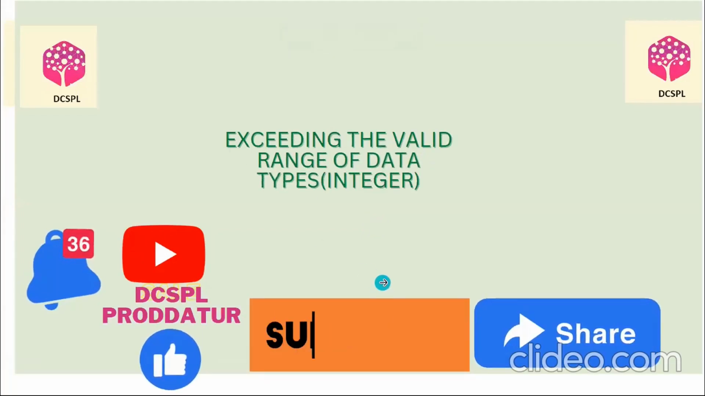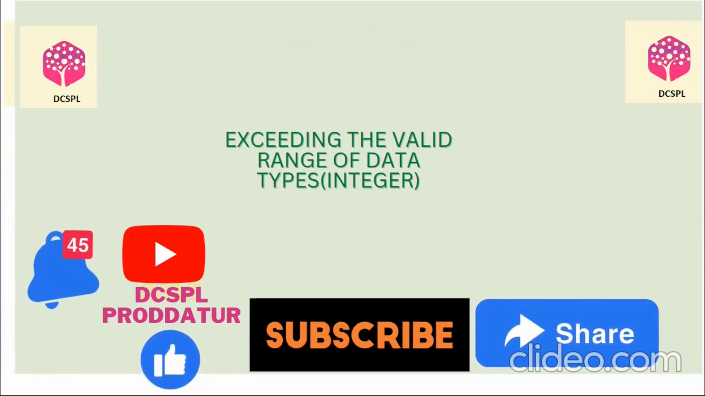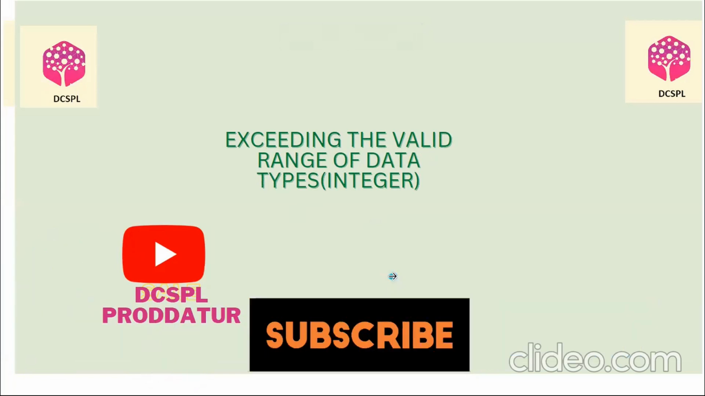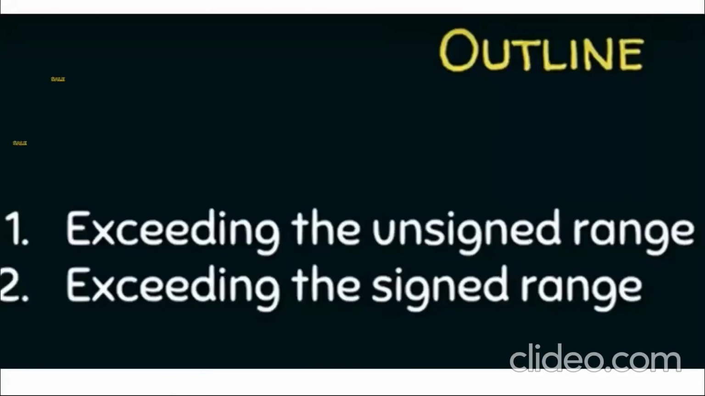Today I am going to discuss exceeding the valid range of data types, for both signed and unsigned. The main outline is exceeding the unsigned range as well as the signed range. If the data exceeds the range, what will happen? That's the main motto of this slide.